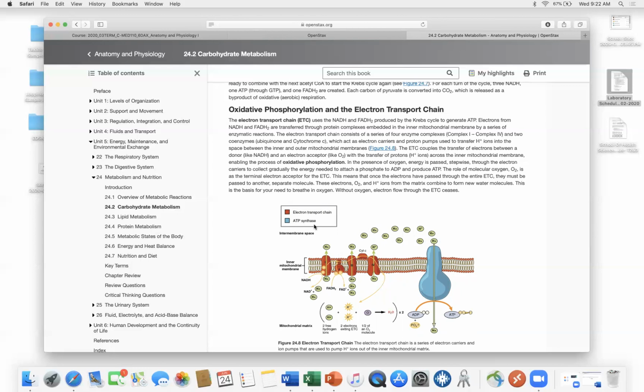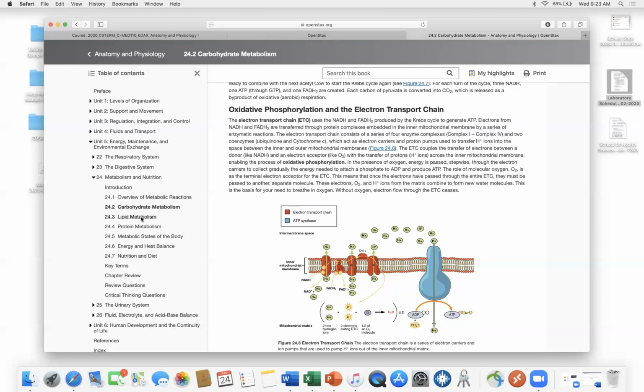And also, you could see here, it requires an enzyme. And remember, enzymes help move things along. So you have, of course, ATP synthase, which is required to make ATP. And all of this in the electron transport chain occurs in your cells in the mitochondria.